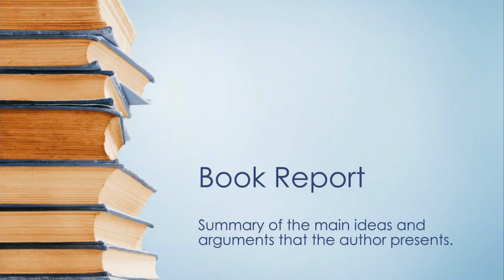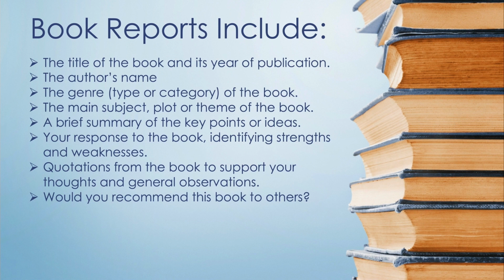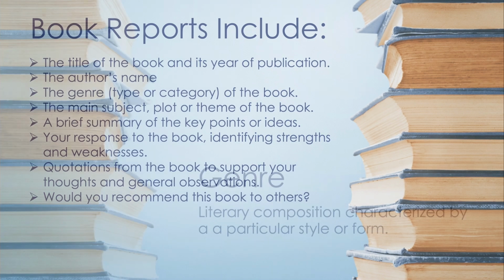Book report: a summary of the main ideas and arguments that the author presents. Book reports include the title of the book, its year of publication, the author's name, the genre, the type or category of the book, the main subject, plot, or theme of the book, a brief summary of the key points or ideas, your response to the book, identifying strengths and weaknesses, quotations from the book to support your thoughts and general observations, and would you recommend this book to others? These are the things that you should be including in a well-written book report.